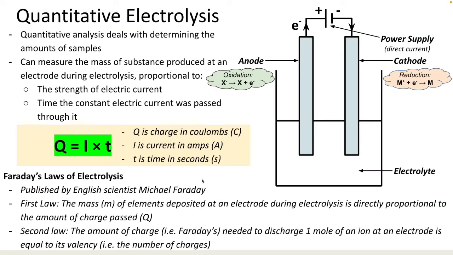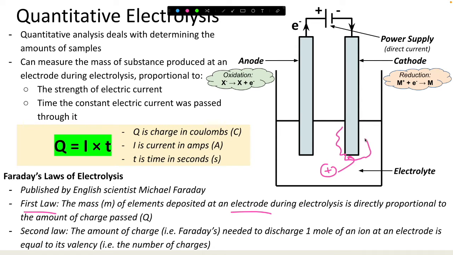consistent. So what we're looking at today, quantitative electrolysis, is all based on some laws proposed by an English scientist called Michael Faraday. So let's have a look what old mate Michael was talking about. So his first law, he proposed that the mass of elements deposited at an electrode, so if you think about your cations being deposited onto the cathode, the mass that's deposited is directly proportional to the amount of charge that can be passed through, where we know that the charge is a result of the current and the time.